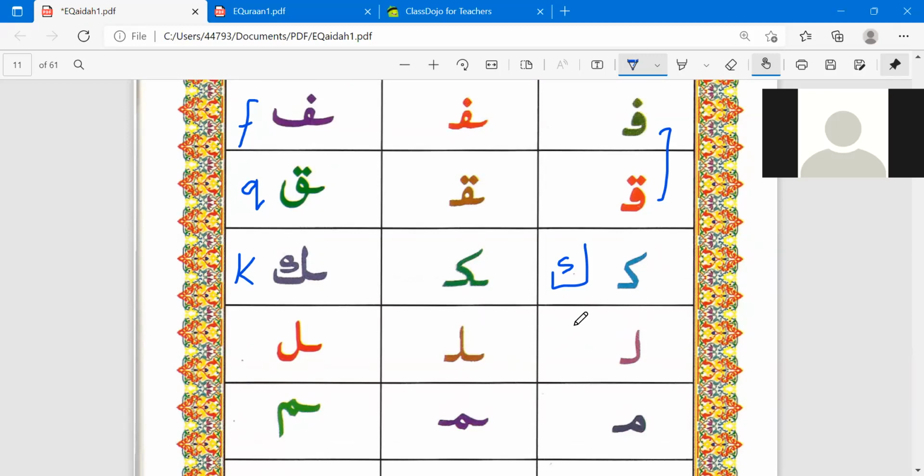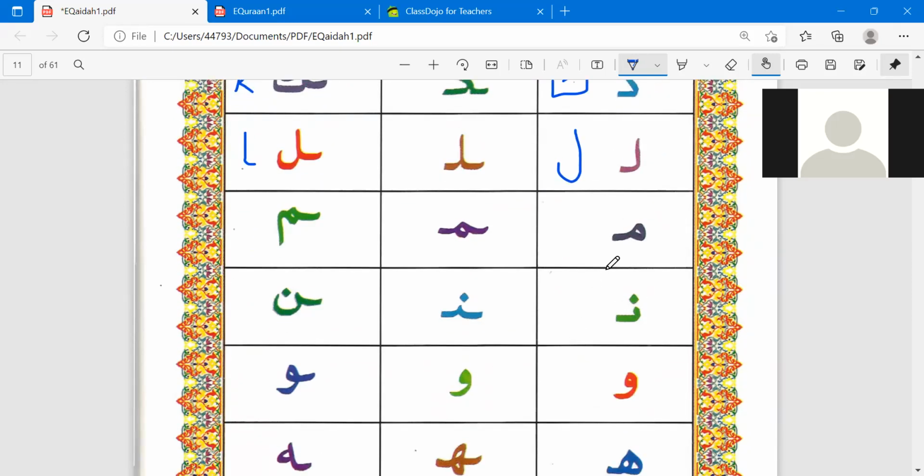The next letter is called lam. It's a long letter. In the middle, we have it like this. And at the end, we have it like this. And lam sounds Allahu, Lillahi. So anytime we have the lam, it sounds like that.